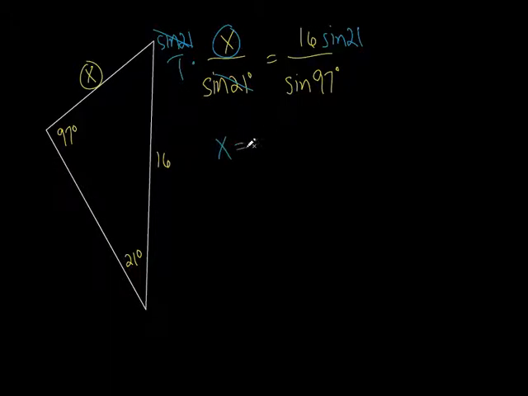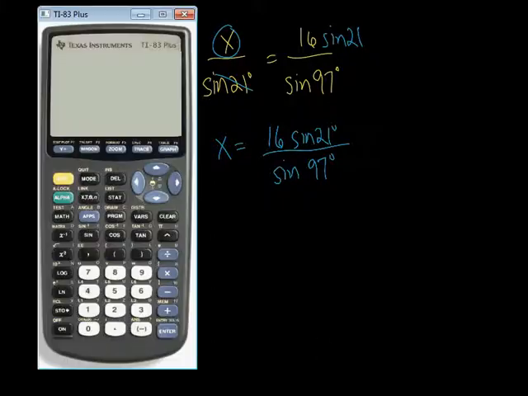Look what I have. I get x is equal to, let's write this a little bit neater, 16 sine of 21 degrees over the sine of 97. Now, at this point, what are we going to do? Plug it into the calculator.